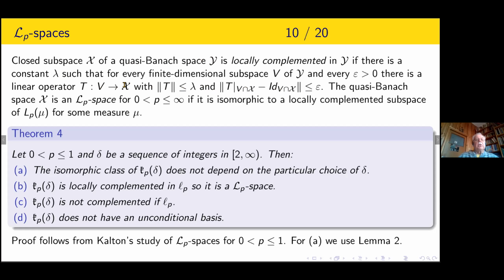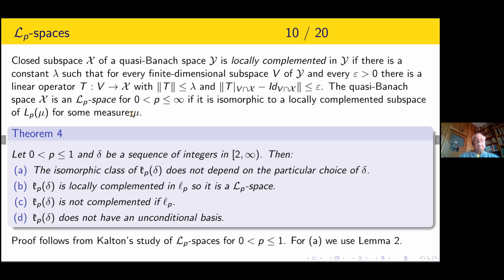So that is the general definition. A quasi-Banach space, in particular a Banach space, is a script LP space, P between 0 and infinity this time, if it is isomorphic to a locally complemented subspace of some measure space LP of mu. Okay, that is a definition, and we use it. We use not this definition, but we use this.